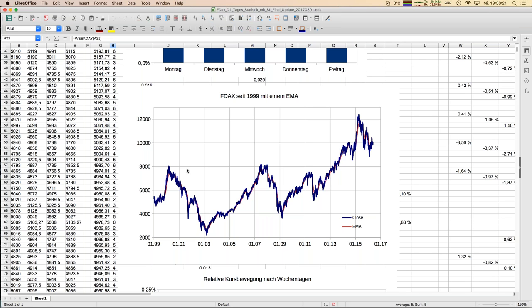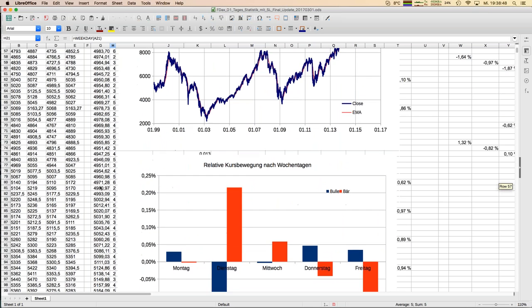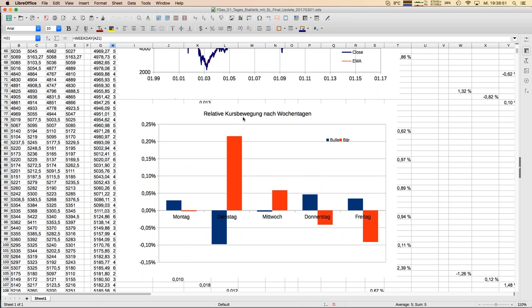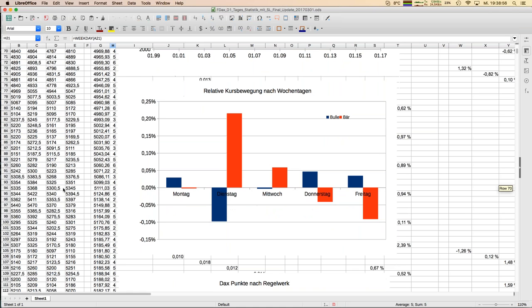And that indicator should answer the question: are we in a bull market or in a bear market? And to have that answer, simply: is the value above, we call it a bull market, and is the value below that EMA, we are in a bear market. So that's my definition. And now if you look for the relative movement according to the day of the week, hey, now it's getting a very interesting picture.